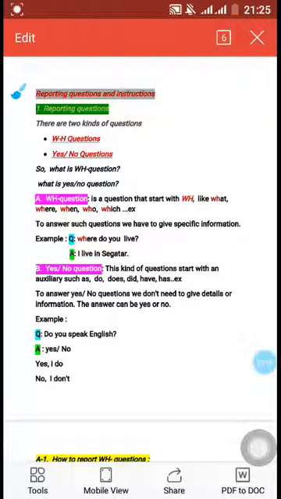سلسلة الدروس المتعلقة بالreported speech. So today we are going to see reporting questions and instructions. How to report questions and instructions. Okay. So reporting questions. Number one, reporting questions, so that we're gonna see how to report questions.